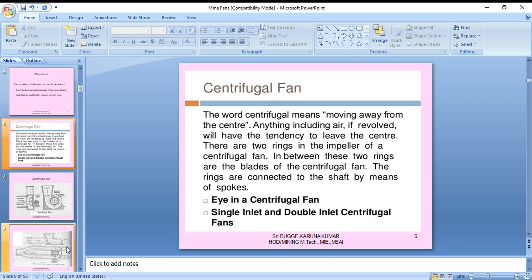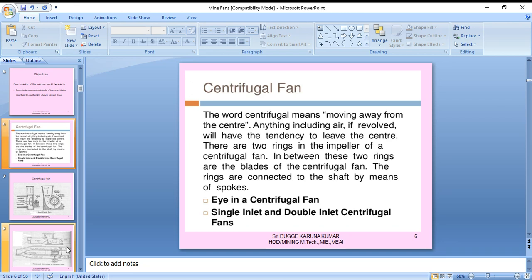So what is a centrifugal fan? It looks like a similar construction, but instead of water, it will be air. The remaining parts depend upon the capacity; the size can be increased. The word centrifugal means moving away from the center. That's the basic idea, being thrown outside from the center. Anything, including air, if revolved, will have a tendency to leave the center.